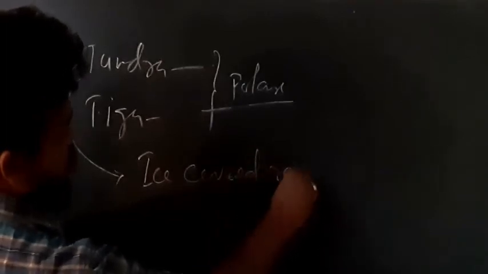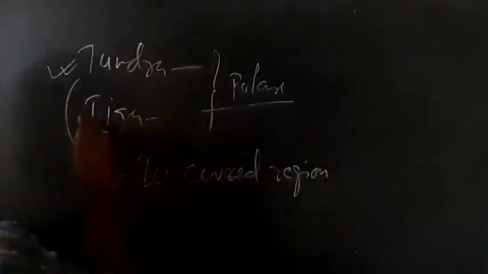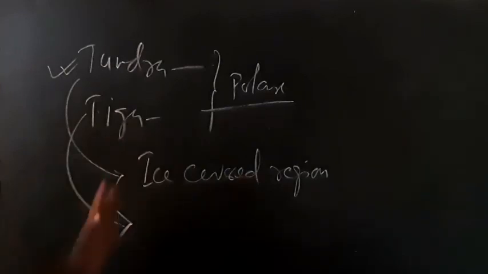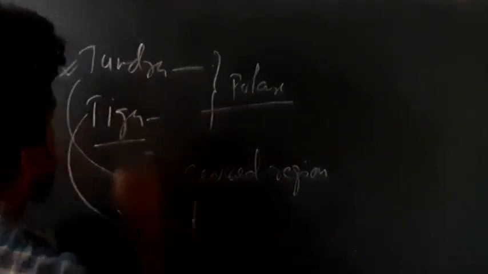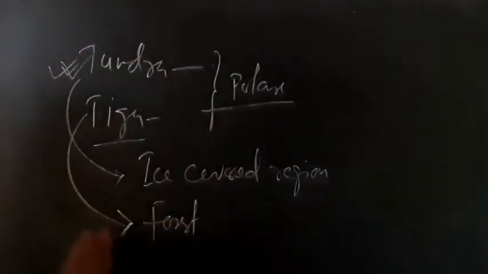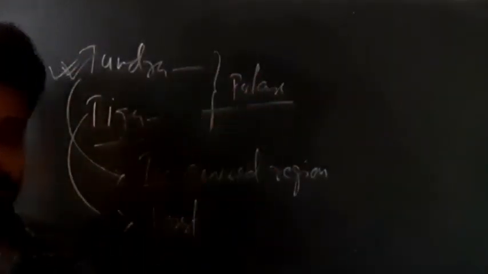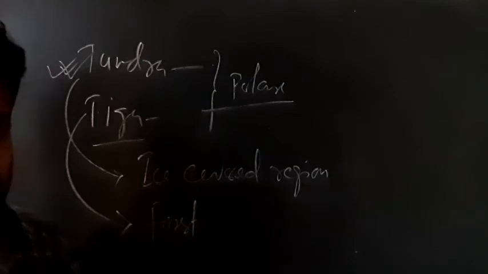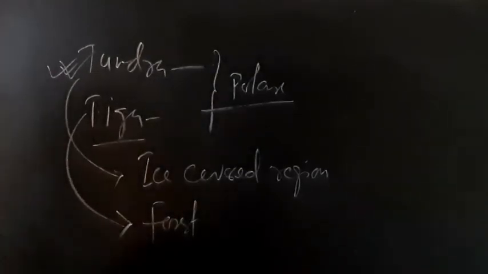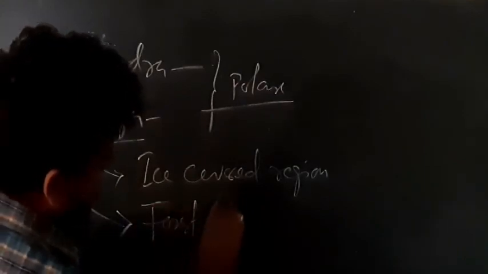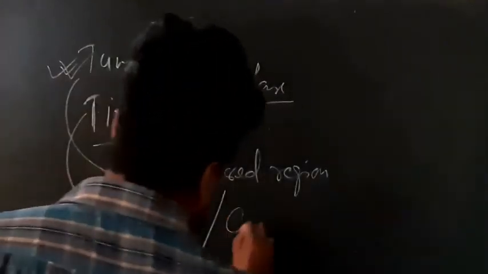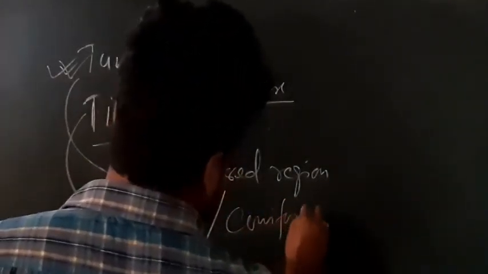Totally ice covered region is called the tundra. And taiga, what is taiga? In the taiga region some forest can be found, but in the tundra region there is no forest. The tundra region is totally covered by ice for 6 months of the year, right? In the taiga region, some types of forest can be found, and that forest is called the coniferous forest, right?